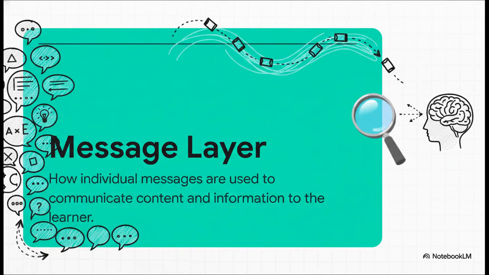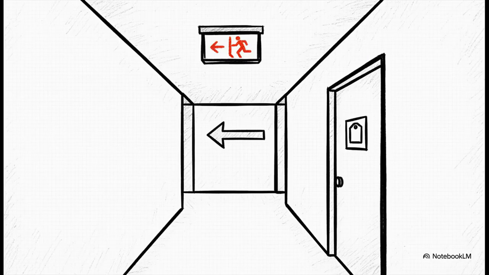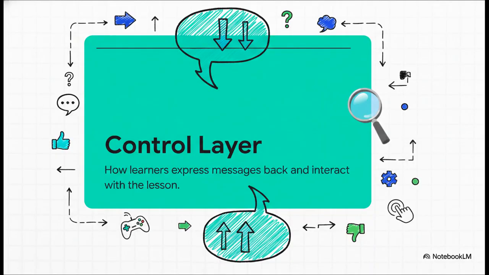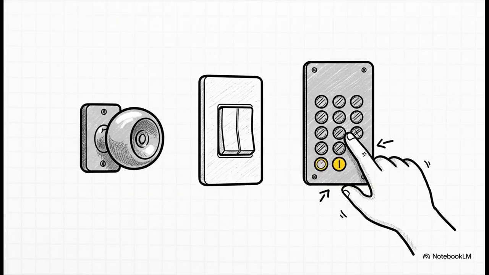Then we have the message layer, which is all about communication. Think of this layer as all the signs inside the building, the little labels, the instructions on the wall. It's all the communication that guides you and tells you what's going on. Of course, communication has to go both ways, and that brings us to the control layer. This is how you, the learner, talk back. In our building, these are the doorknobs, the light switches, the elevator buttons. It's the user interface, all the parts that let you actually do something.